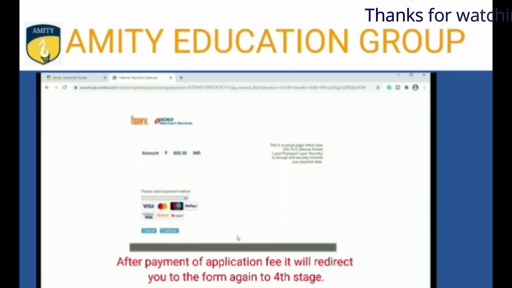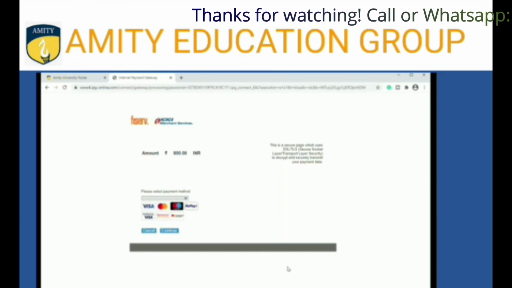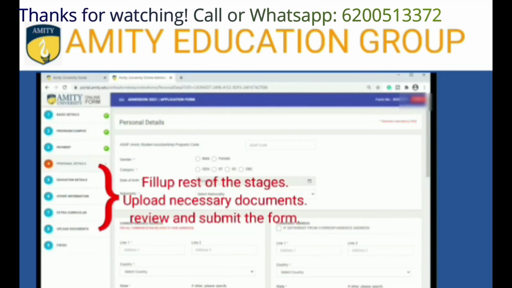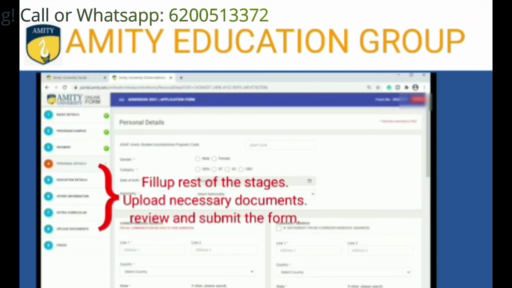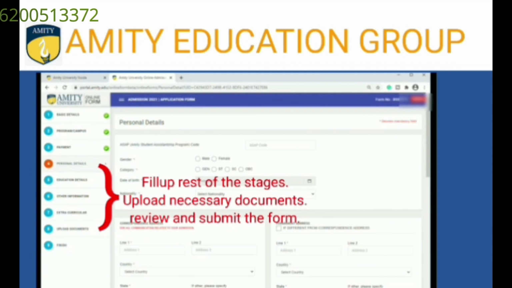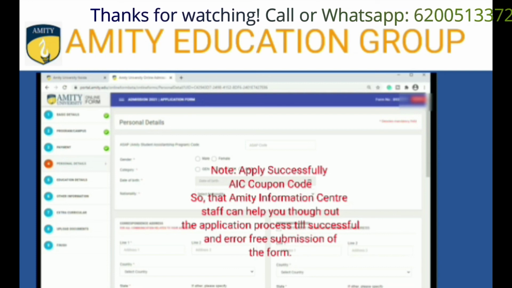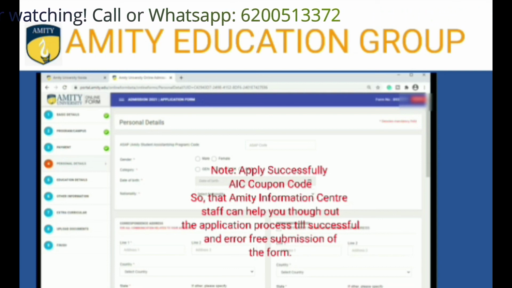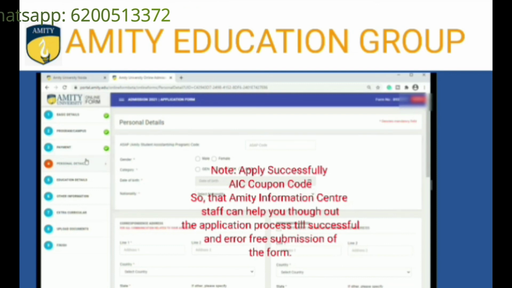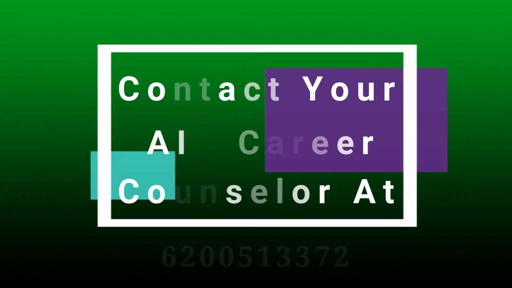And then after payment of your application fee, you will be redirected to the form again to the first step. Fill up rest of the stages, upload necessary documents, review and submit the form. Kindly note, apply successfully AIC coupon code so that Amity Information Center officials can help you throughout the application process till successful and error-free submission of the form, and also assist you in the later stages of your admission process.